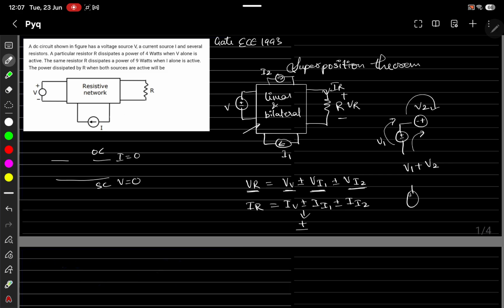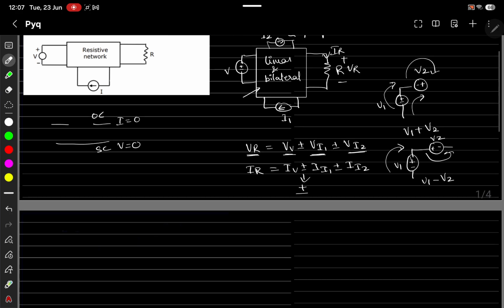If the voltage sources are like this, this is V1 and this is V2. We jump and look back, what do we see? A positive voltage. We jump and look back, what do we see? A negative voltage. Here they are opposing, so we are subtracting. And coming to currents, it is simple. If both currents are like this, they are supporting each other, we will simply add them. If currents are like this, they are opposing each other, and we will subtract them.